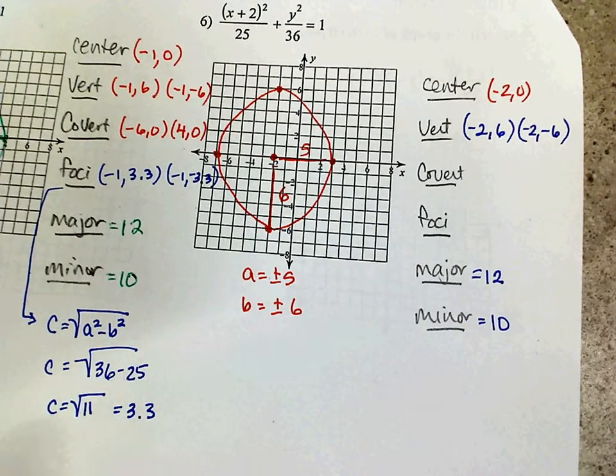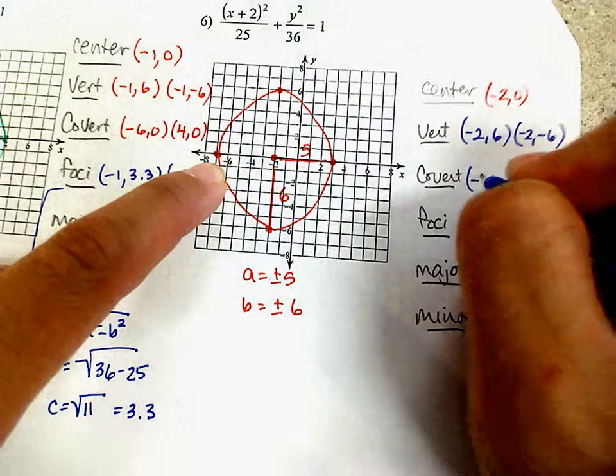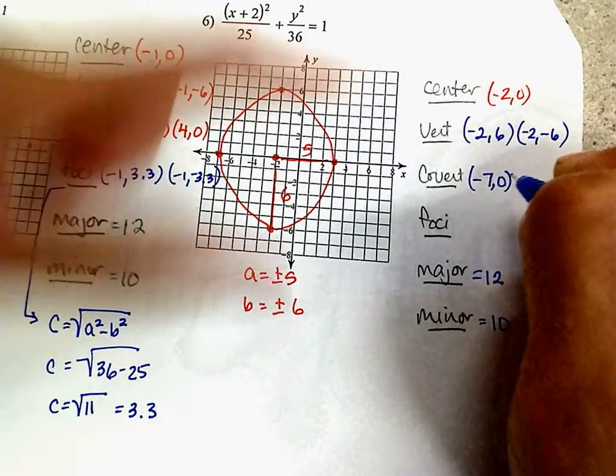Co-vertices. This one, negative 7, 0. And this one is 3, comma 0.